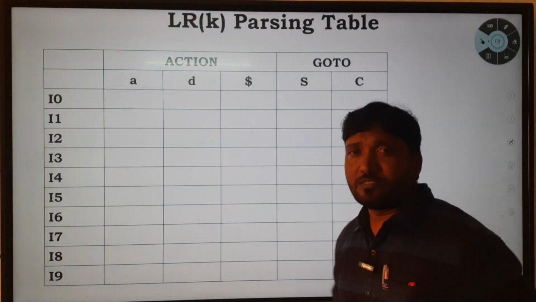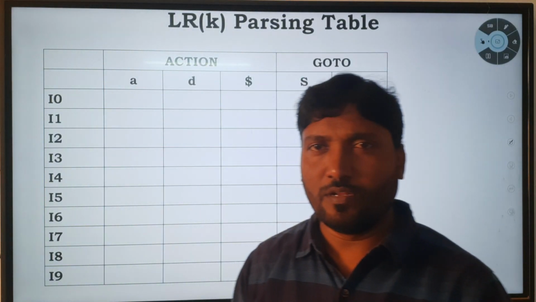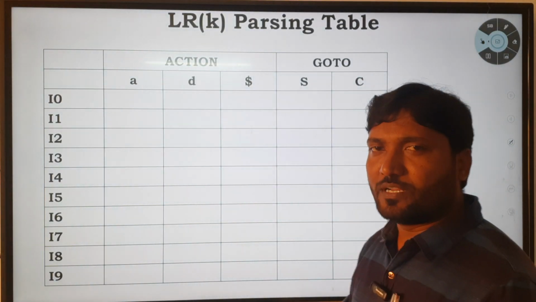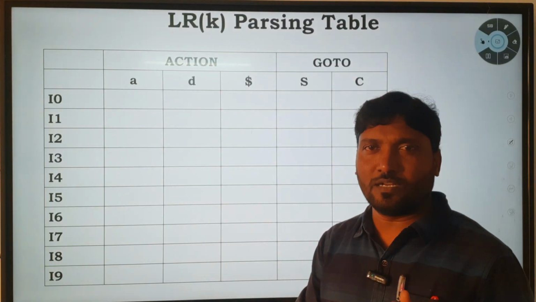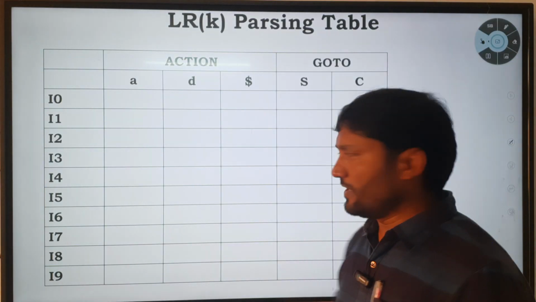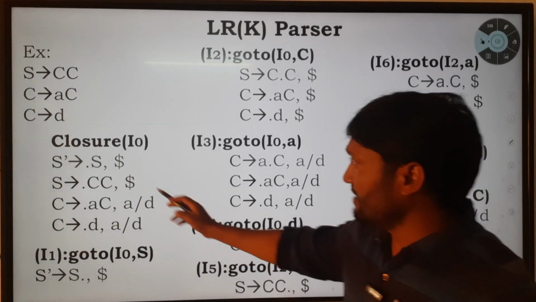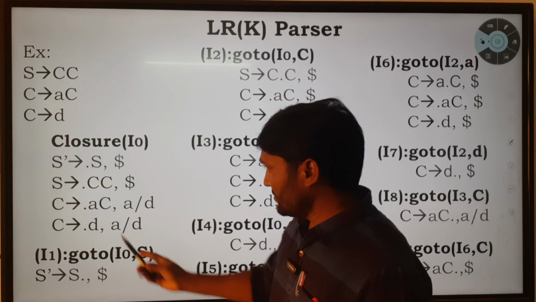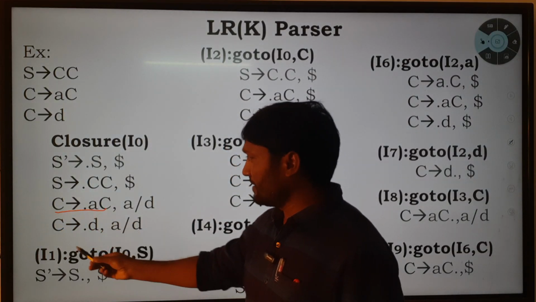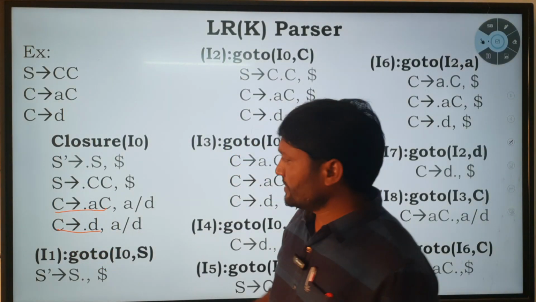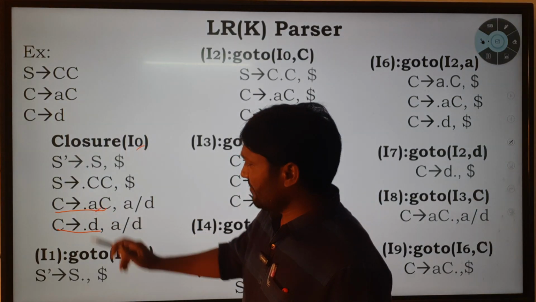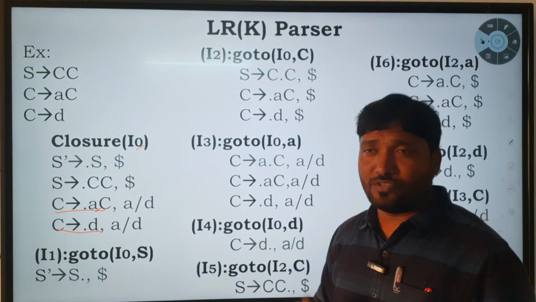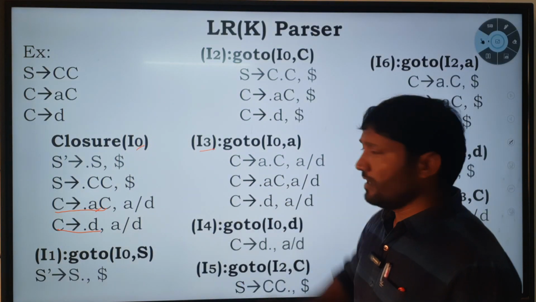Now, to fill the shift function in the action table, we have to search each and every canonical set of items for any terminal symbols after the dot. We will consider those terminal symbols to fill the shift function. Come to I0. In I0, search for the terminal symbol after the dot. Yes, there is a terminal symbol after the dot. Now check where I0 comma A ends. It ends in I3.